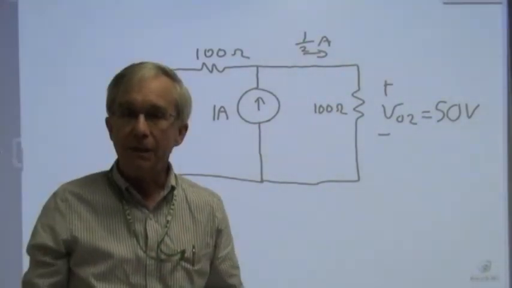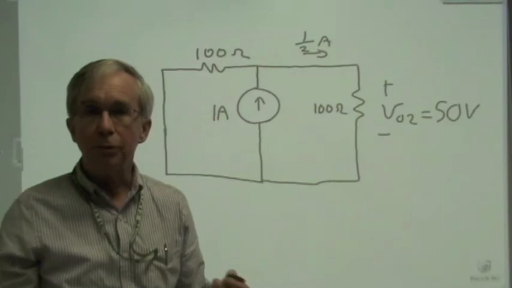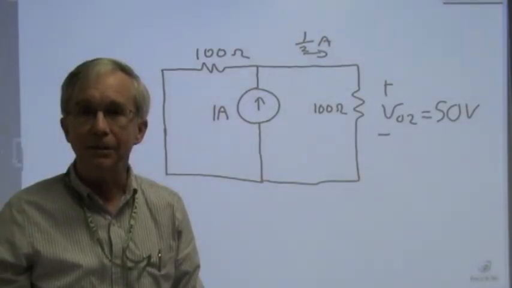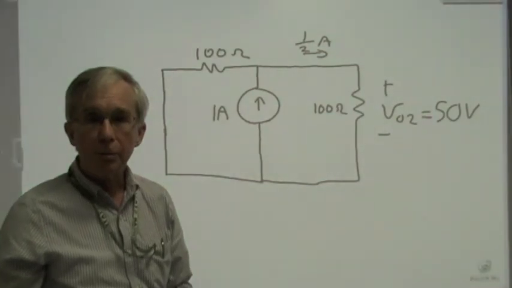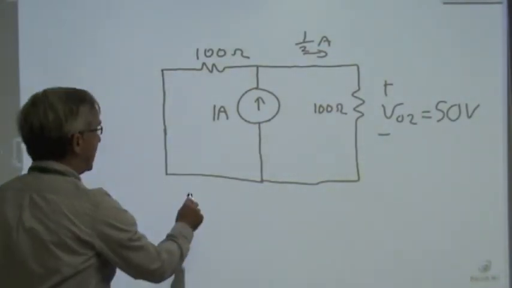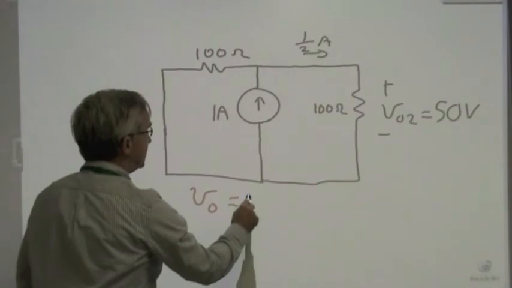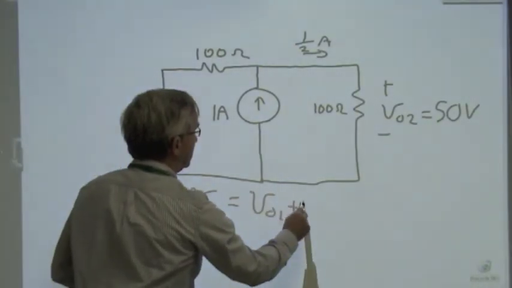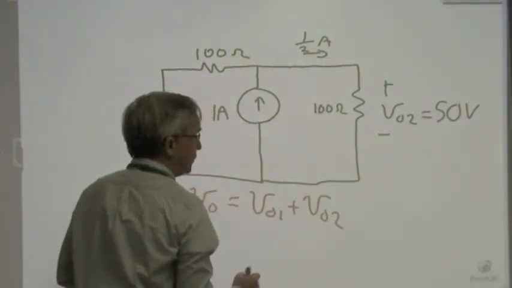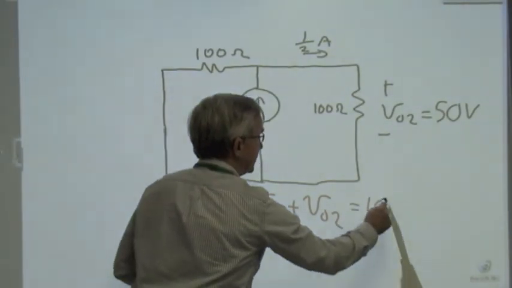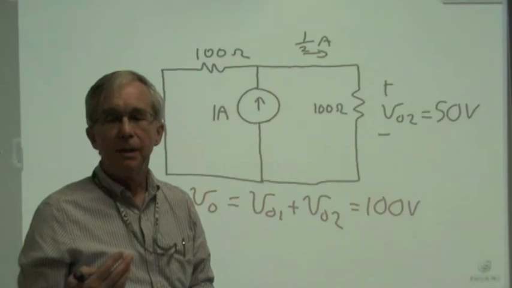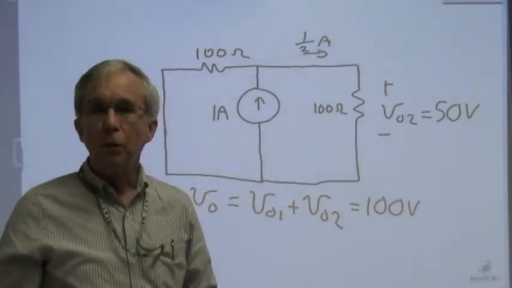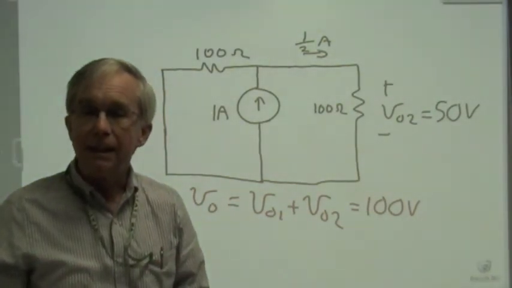We can add them together and say that the total output with the two sources acting together is 100 volts. Or to write this on the board, we can say that V out is equal to V out 1 plus V out 2, which is equal to 100 volts. That's an example of the use of superposition. Divide and conquer, work with simpler circuits, and then add the results together.